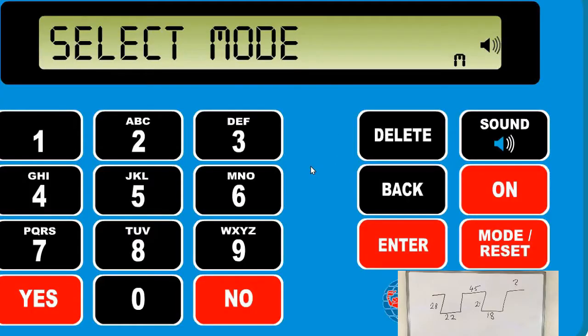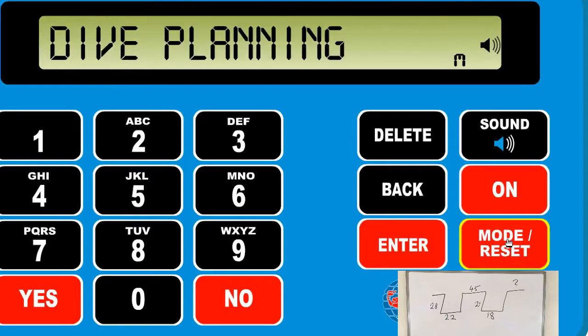Once you've switched it on, we can see that we've got select mode here, and just have a look, we've got over here the mode reset button. So if I click it, the first choice we've got is dive planning. Fine, that's the one we're going to use, to be honest, but let's see what else is in the box.